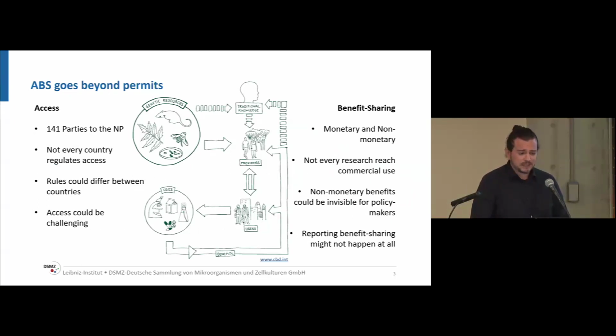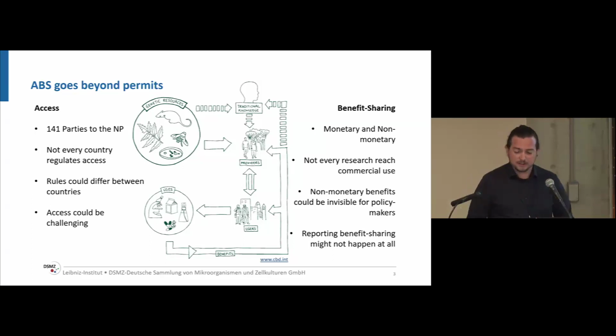If we take a look at the access part of the ABS, we know that there are 141 parties to the Nagoya Protocol, countries that are parties. Not every country regulates access. And for those who regulate access, sometimes the rules could differ between countries. So in general, it's challenging for researchers sometimes.